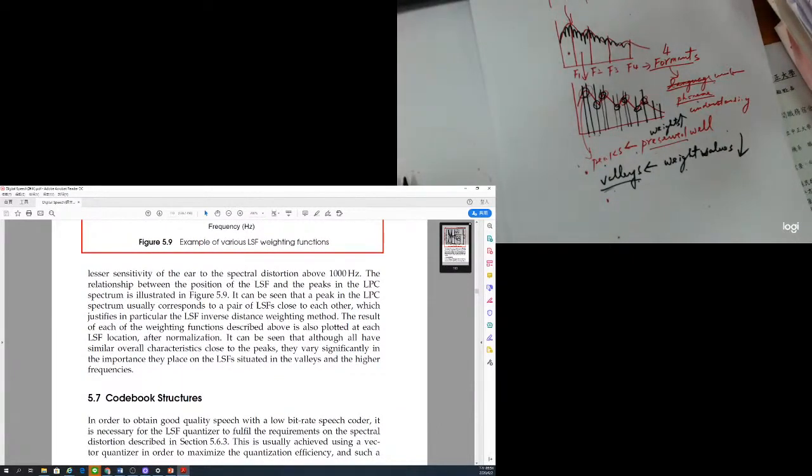Okay, so right now what we figured out is, one is the line spectrum frequency, and the second one, we are trying to do the quantization.